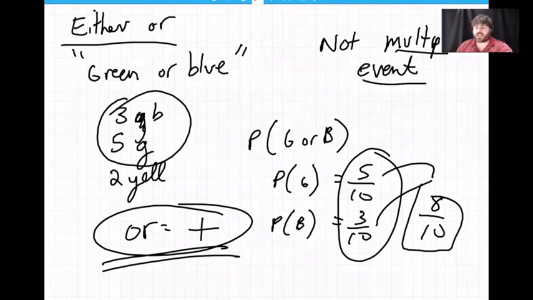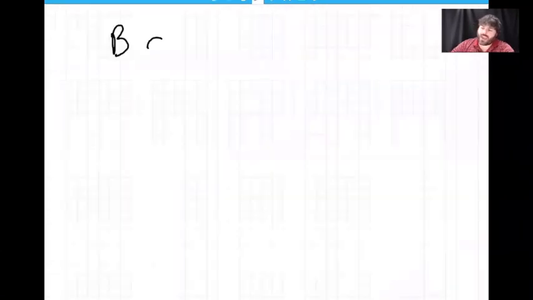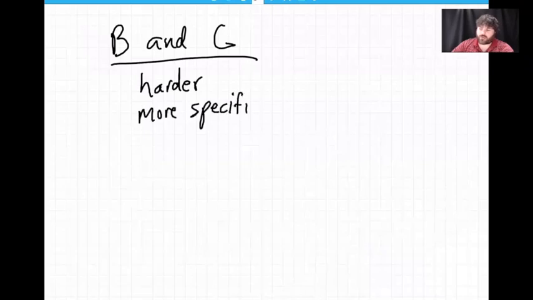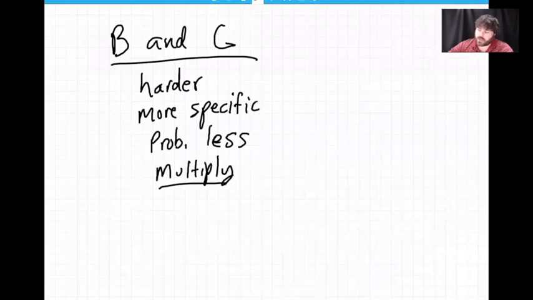Okay? So just think about it like this. If I say blue and green at the same time, that's going to be harder because that's more specific, right? That's a more specific thing to get a green and a blue. All right, so that means the probability should be less. It should be harder to do. So you should have less probability. Well, when you're dealing with fractions between 0 and 1, to get less, you multiply the 2 things. Okay? When you're talking about blue or green, that's less specific. That's easier.